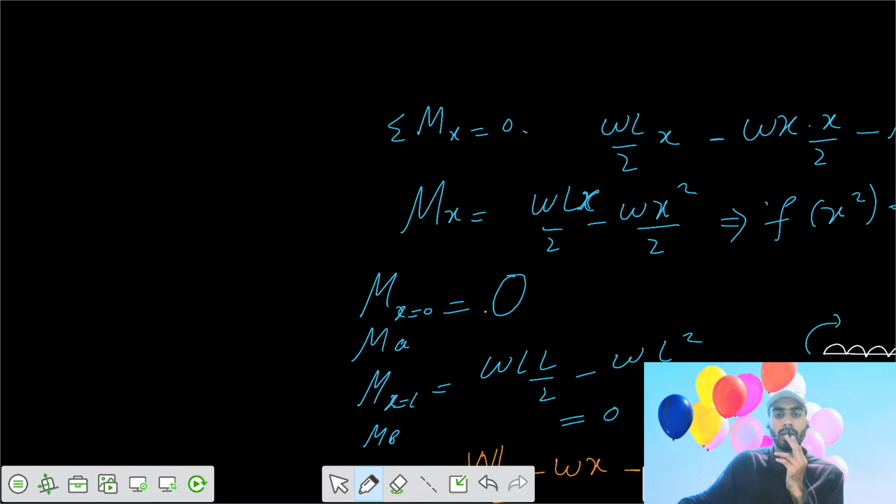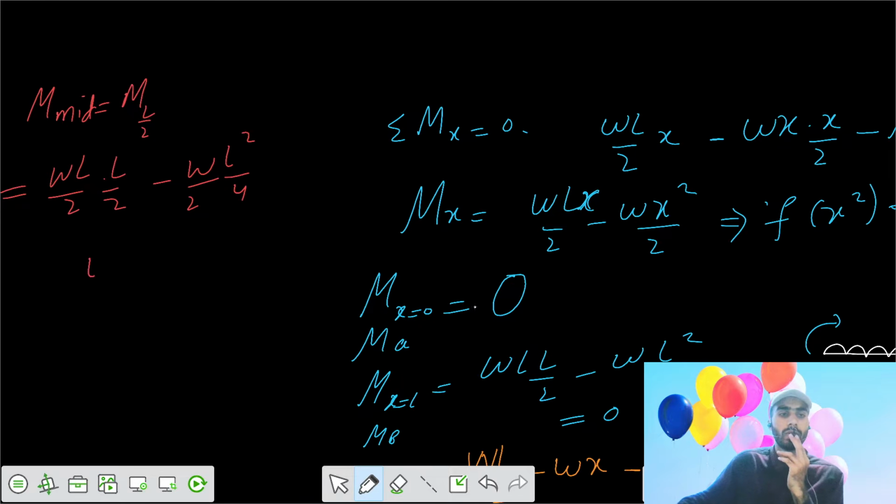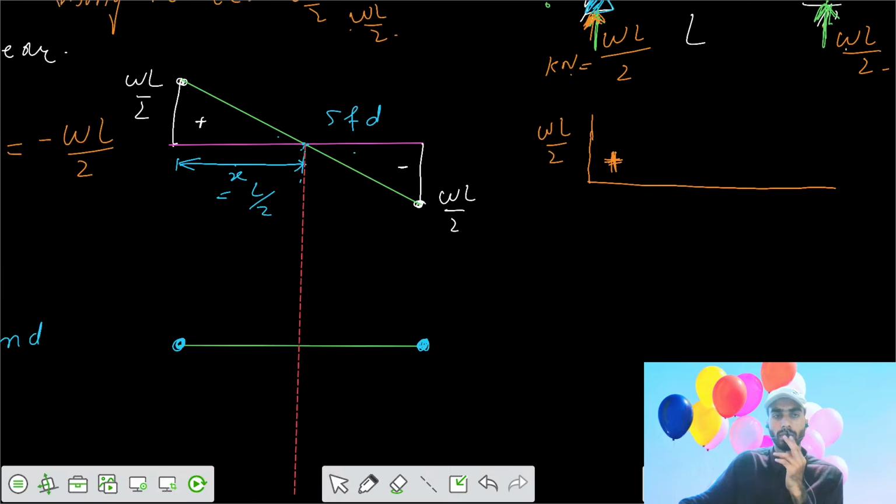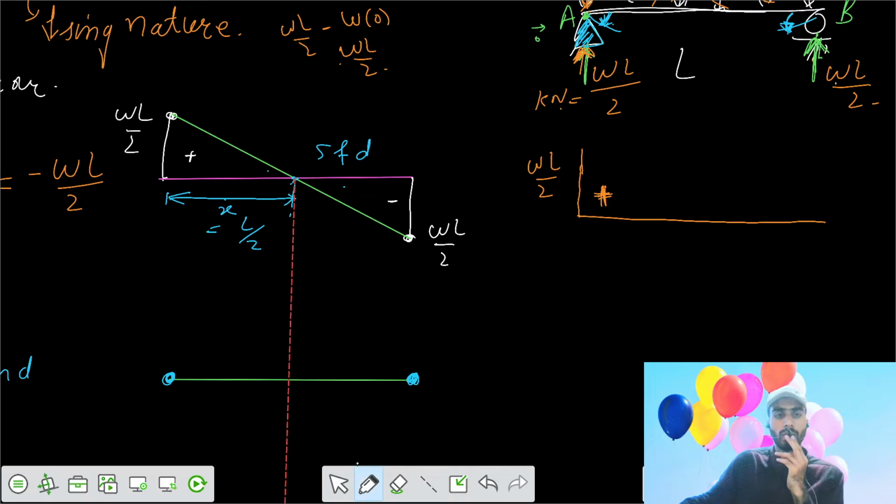We can write the bending moment at mid, or moment at L by 2, equals WL by 2 into L by 2 minus W by 2 into L squared by 4. That equals WL squared by 8. The moment at mid span is a positive value of WL squared by 8. So here is a positive value of WL squared by 8.